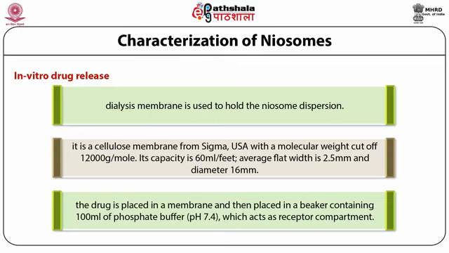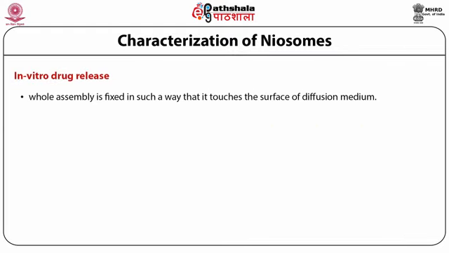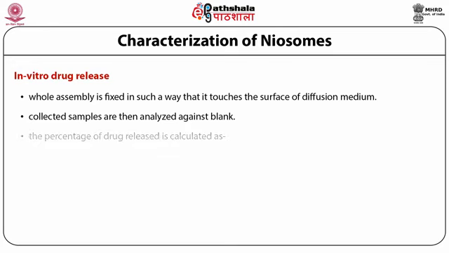The drug is placed in a membrane and is then placed in a beaker containing 100 ml of phosphate buffer of pH 7.4. This is used as a receptor compartment. The whole assembly is fixed in such a way that it touches the surface of the diffusion medium, the receptor compartment. The samples are collected and are analyzed against the blank, and the percentage drug released from the Neosome formulation is calculated.